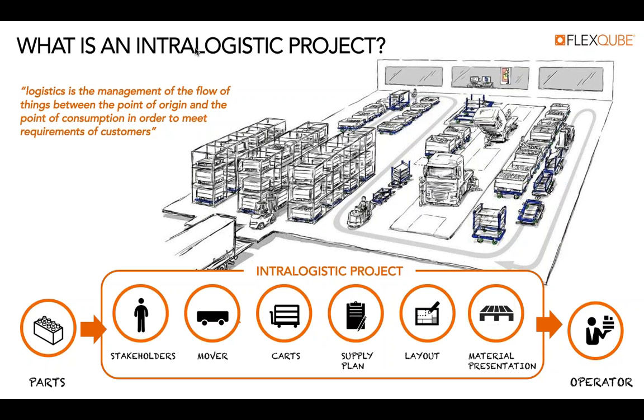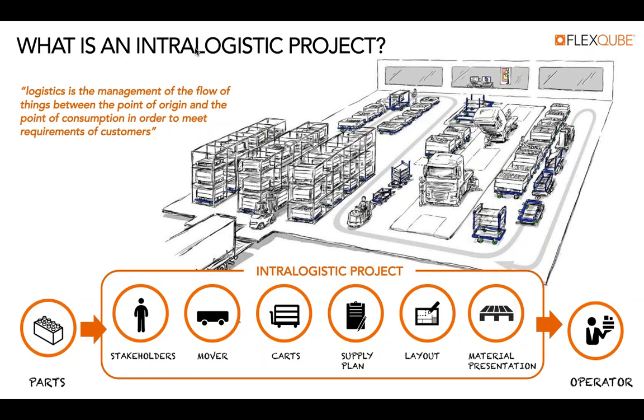And those areas are things that need to be considered. And of course we have stakeholders. We always have stakeholders for projects that have different needs and different requirements. So it's really important to look into those requirements and try to document and define that in the best possible way. We need movers. We need some way to move material, move parts inside the factory. We need carts. That's a very central, important part of intralogistic projects. We have the supply plan. So for each part, we need to know when and how we are going to supply it.